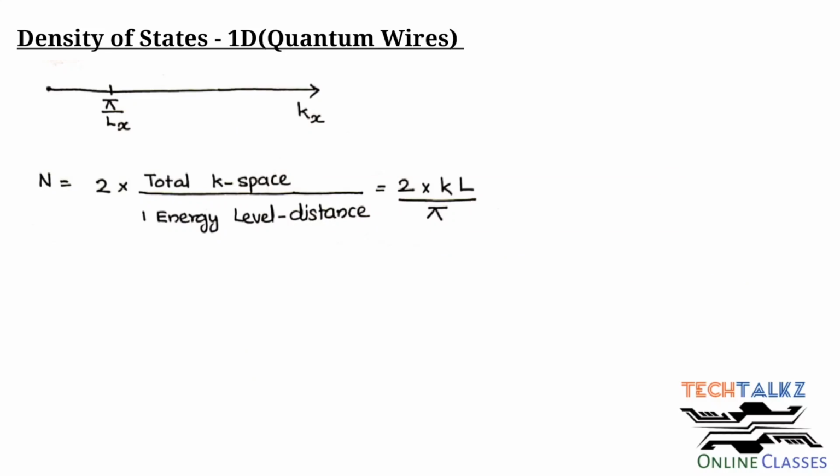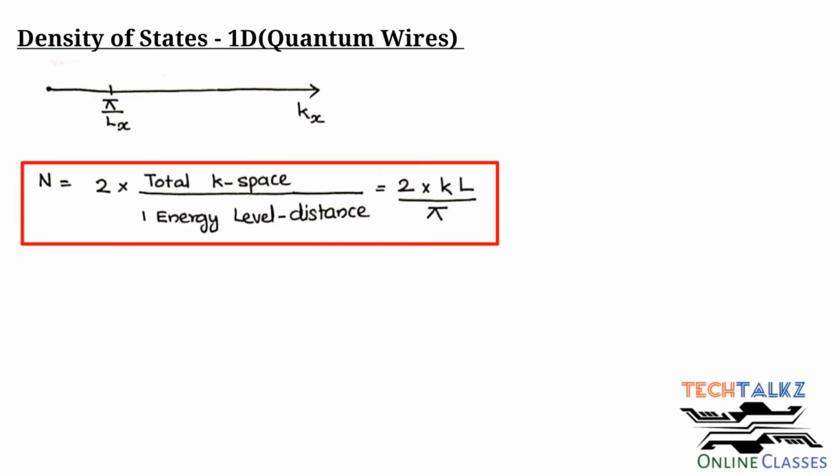Consider this K space. There is one axis only, across the X axis. In the K space, k is equal to pi over Lx, or in generic form pi over L. Here the number of energy states in total k space is equal to 2 multiplied with, that 2 is because of spin, multiplied with total k space k divided by the single energy level distance, that is pi over L. Therefore, n is equal to 2kL divided by pi.